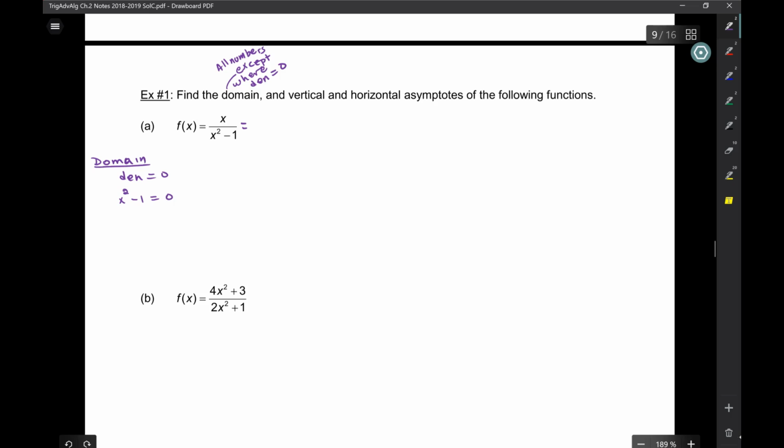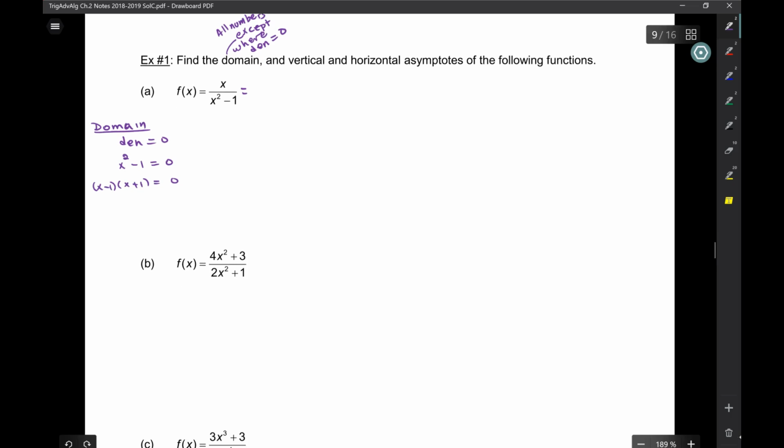Okay? So that's x minus 1, x plus 1 equal to 0. So x is plus or minus 1. The root of 1 is 1, right? So if x was equal to 1, then 1 minus 1 would be 0. You get 0 in the denominator. So the domain here would be all real numbers except plus or minus 1.